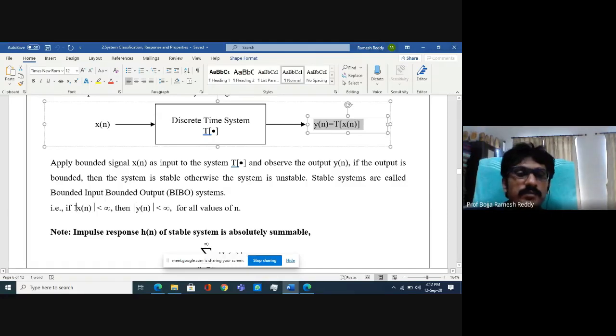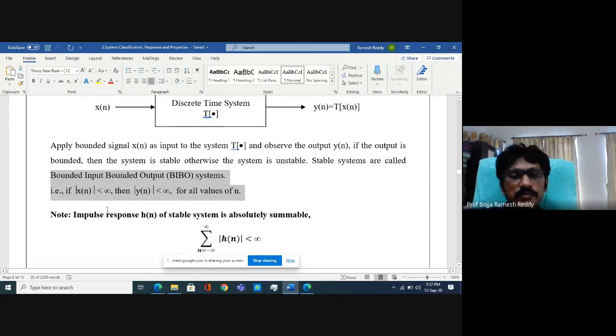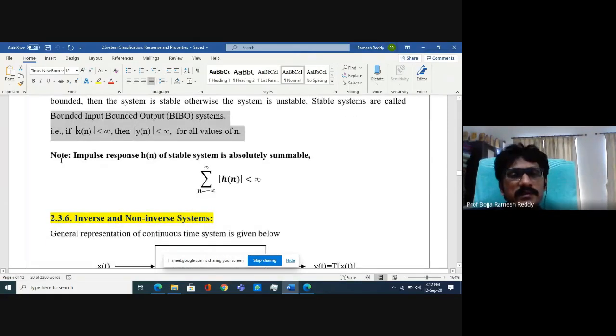Mathematically, these are represented like this. If x of n is finite, meaning input is bounded, then output y of n is bounded. If input is bounded, then output is bounded for all values of n. This is the condition for BIBO systems, bounded input, bounded output systems. And this is the testing process.